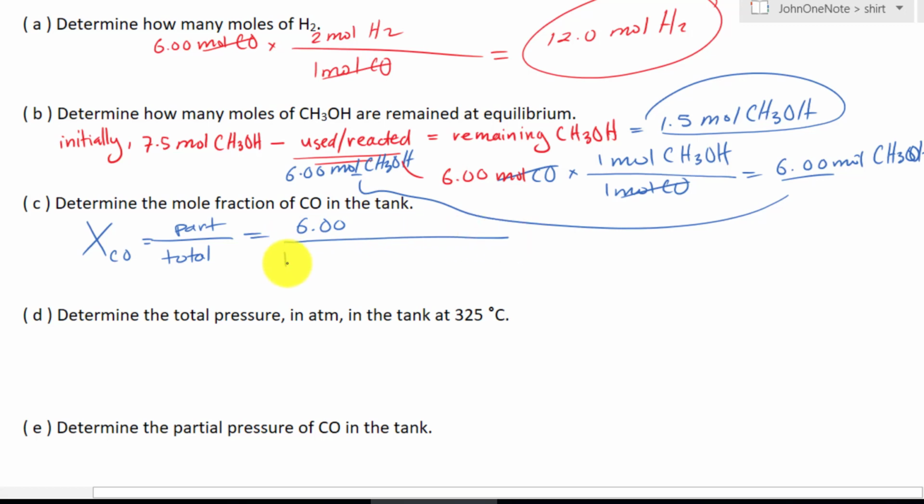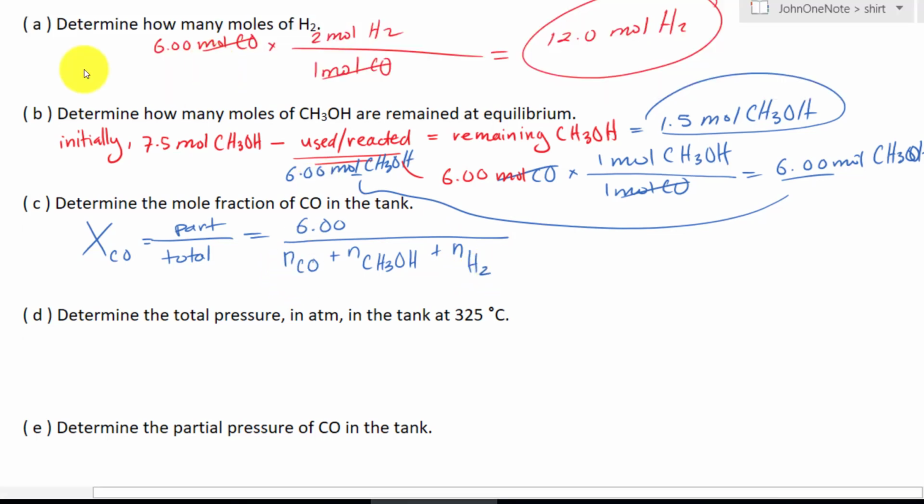Now, the total would be relative to what? The moles of CO plus the moles of CH3OH plus the moles of hydrogen, because those are the only 3 gases in the container. Now, we know this right here. Let's change to a different color first.